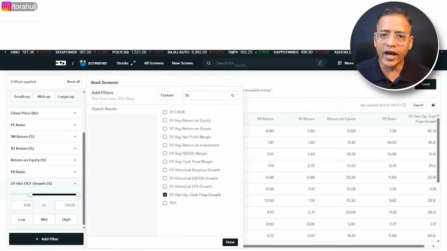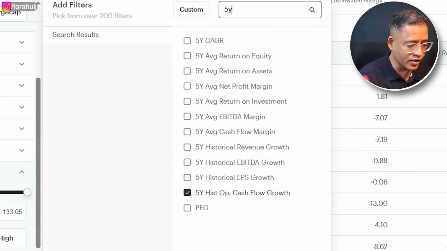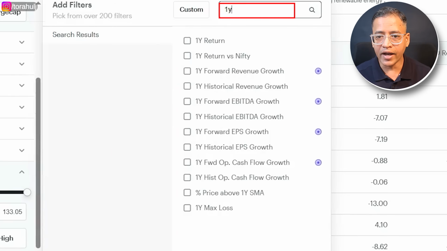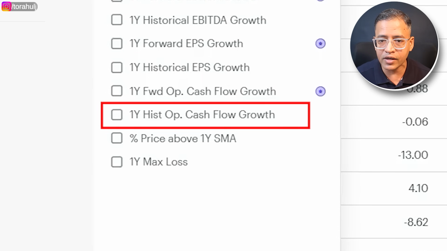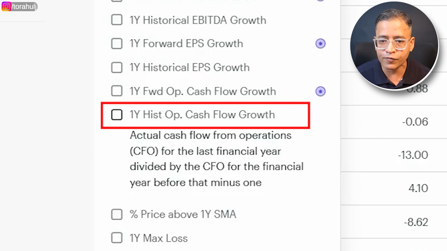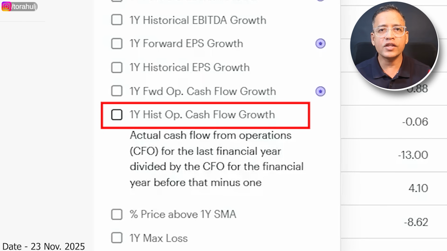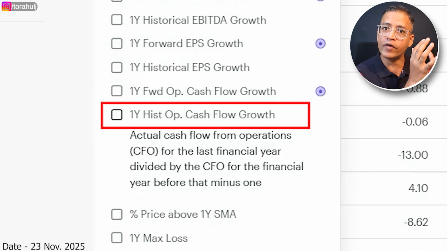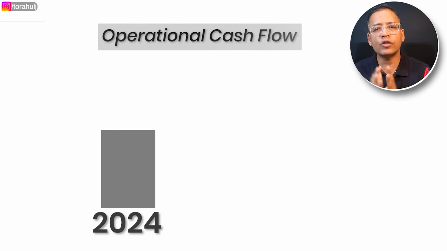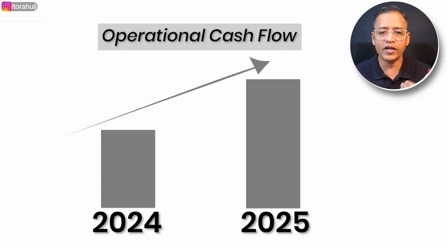Now 5 year is a good period, but what about the recent fiscal year? It's very important that we also look at the recent trend that is happening in a particular company. So I'm going to add another filter, and rather than 5 year here, I'm going to go 1 year. And here you will come down and see 1 year historical operational cash flow growth. When I'm shooting this video in November 2025, it's going to look at FY25 and FY24. And it's going to only take those companies where in FY25 they have generated positive operational cash flow growth.